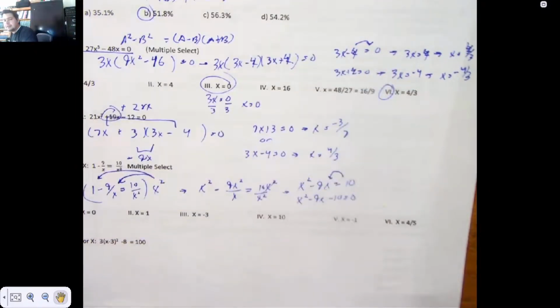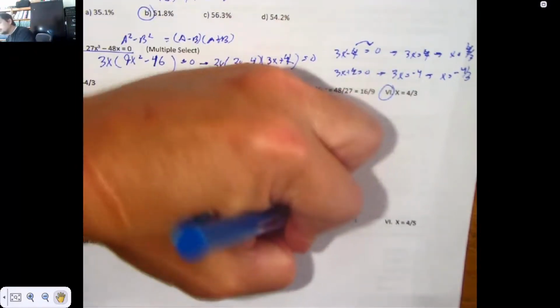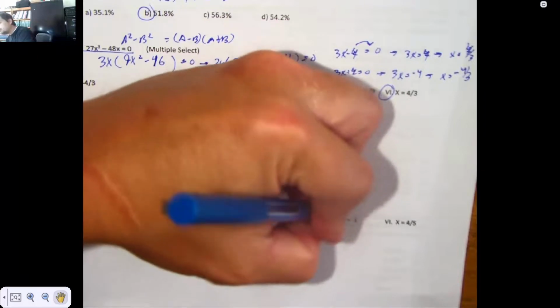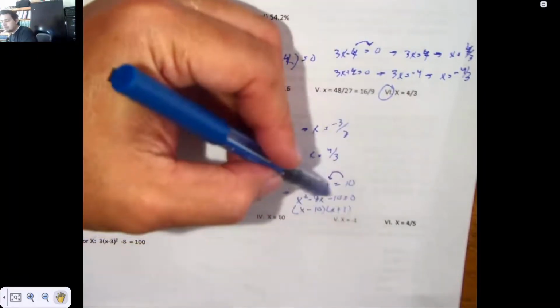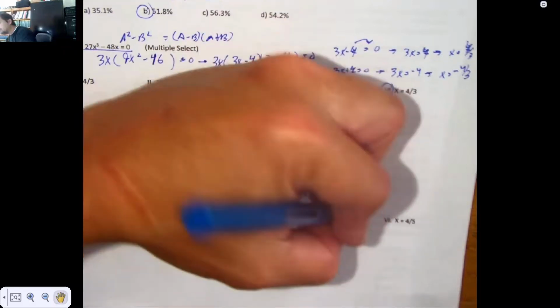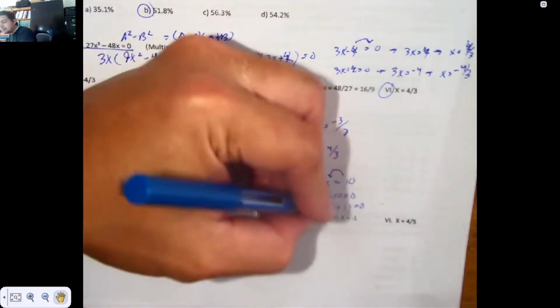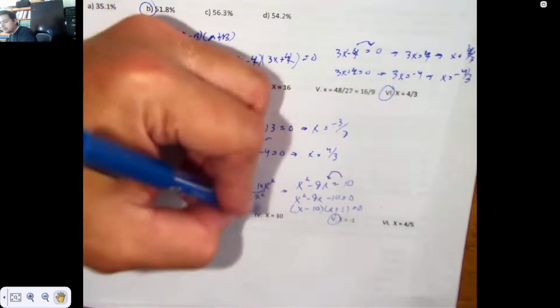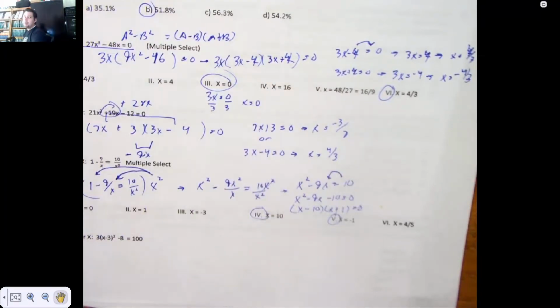And then I get to factor. I need a negative 10 and a positive 1 to multiply to negative 10 and add to negative 9. So if I change my signs, x is negative 1 or x is 10.